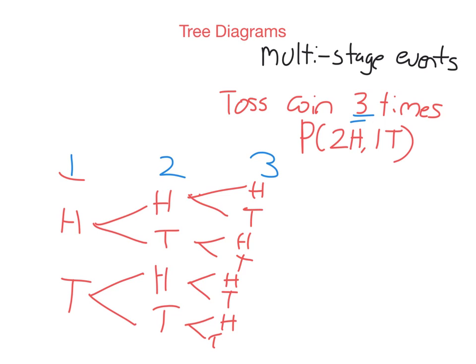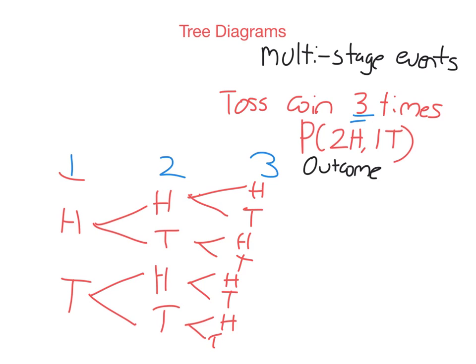Okay? Now what you notice here is that each time I toss the coin, the total number of outcomes doubles. So there were 2 possible outcomes after 1 toss of the coin. If I toss the coin twice, there are 4 possible outcomes. If I toss it 3 times, there are 8 possible outcomes.